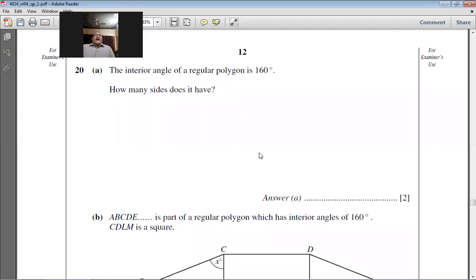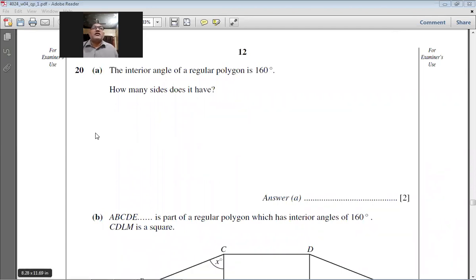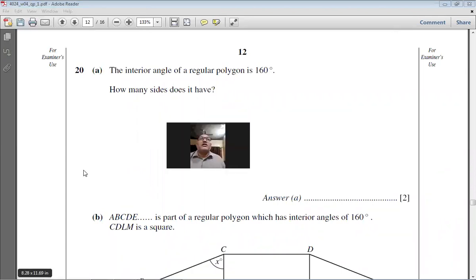The interior angle of a regular polygon is 160. How many sides does it have? Here the internal angle is given. It's a regular polygon. Remember that a regular polygon means that all the sides are equal and all its internal angles are also equal. So one internal angle is 160 degrees. We have to find the number of sides.